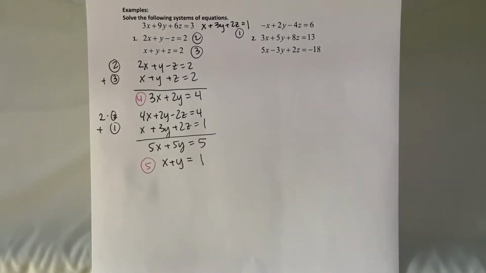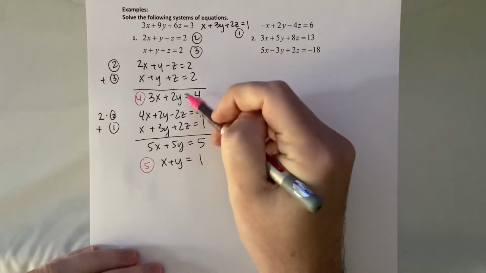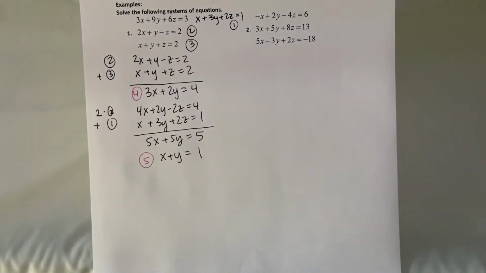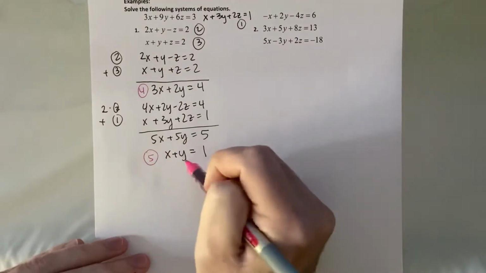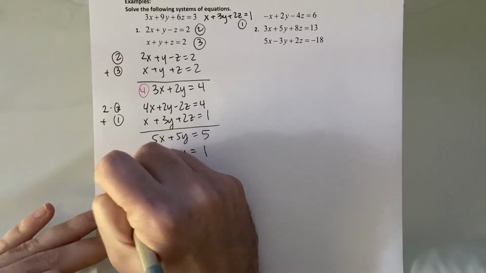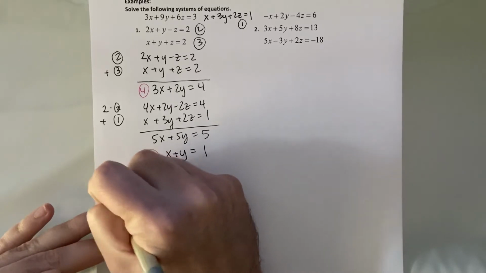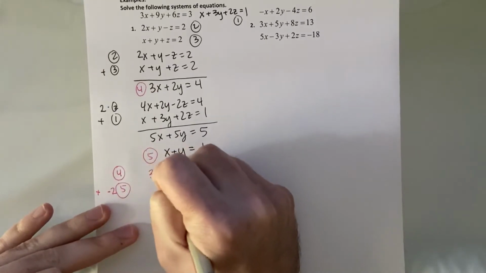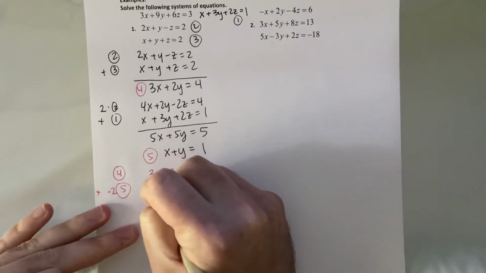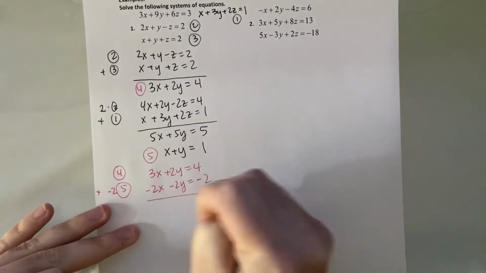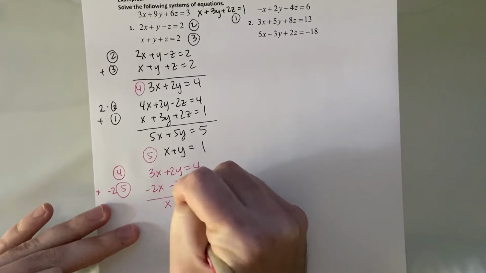Now what I will do is call these new equations 4 and 5. Now notice this would look exactly like a problem we would have had before. So if I want to combine those two, I need to get this to be either a negative 2 or a negative 3. So what I'm going to have to do is multiply this by negative 2 or negative 3. So we'll add equation 4 plus negative 2 times equation 5. So that's 3x plus 2y equals 4. That's negative 2x minus 2y equals negative 2. To get that, 1x equals 2.